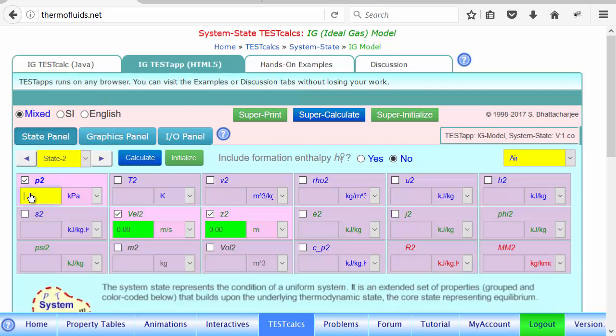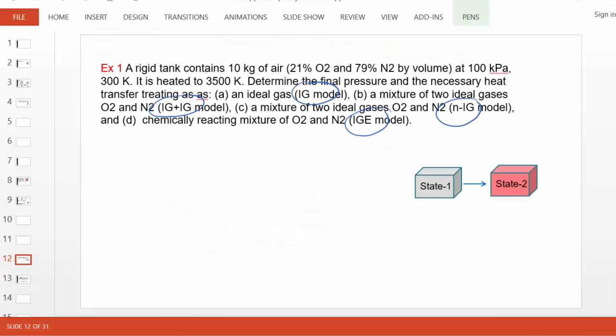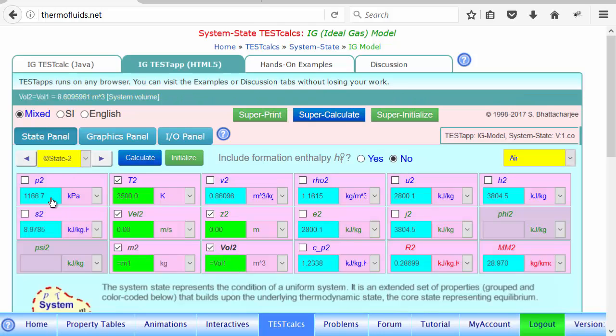We don't know the pressure, but we do know the temperature is given as 3500 Kelvin. And of course the mass of the mixture is not changing. Mass must be conserved, and it's a rigid tank, so we'll assume the tank never changes its volume, and we get the final pressure, which is 1167 kPa.